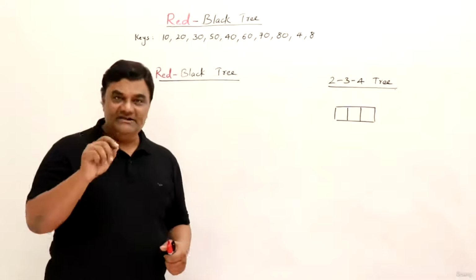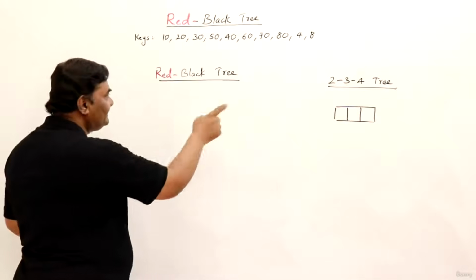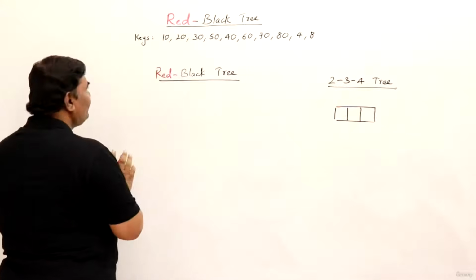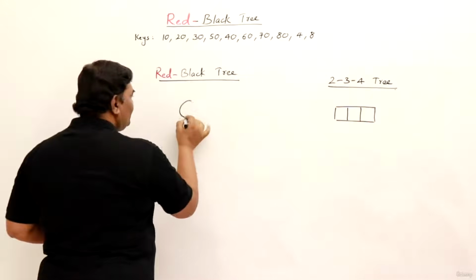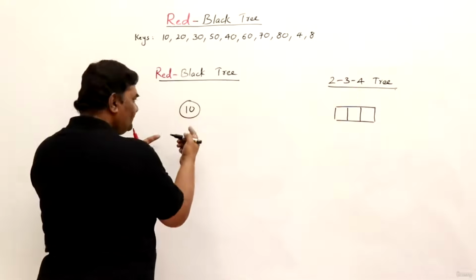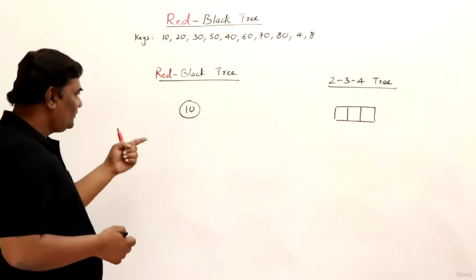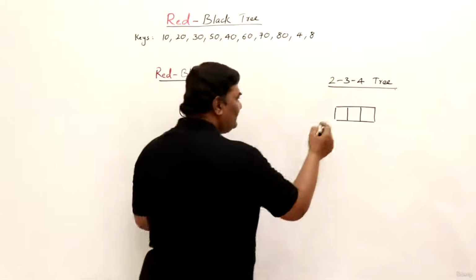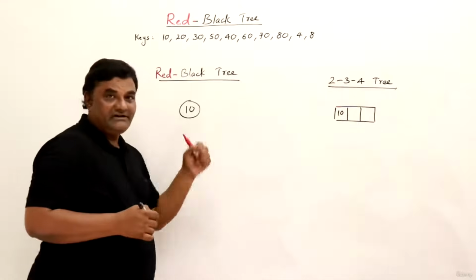Let us create a red black tree for the set of keys, and simultaneously I will show you the 2 3 4 tree. So let us insert the first node. As it is a root node, 10. A new node should be a red node, but this is a root node, so it will be a black color node, so 10. Then here 10 in the 2 3 4 tree.